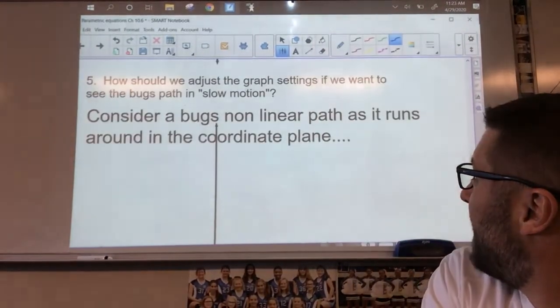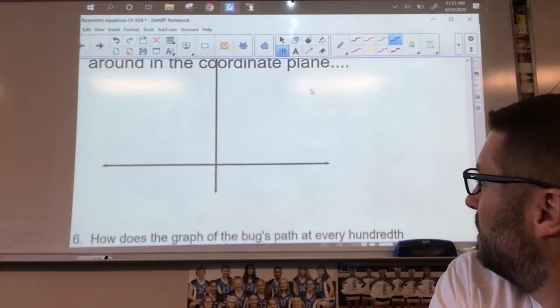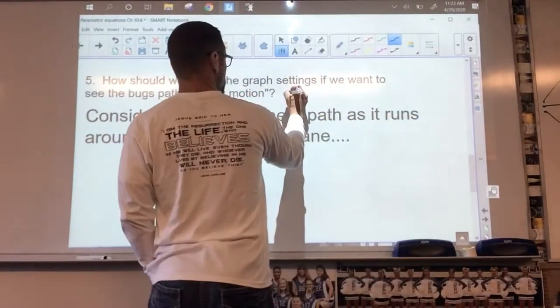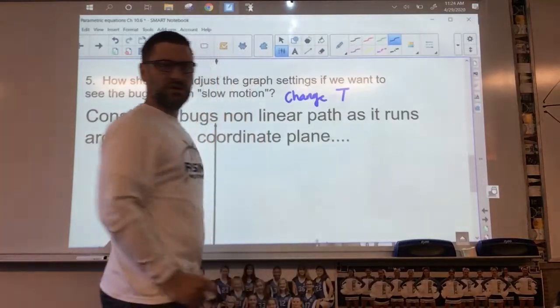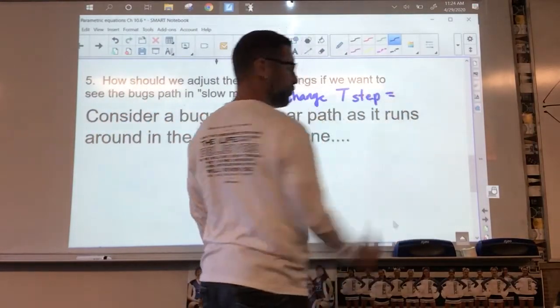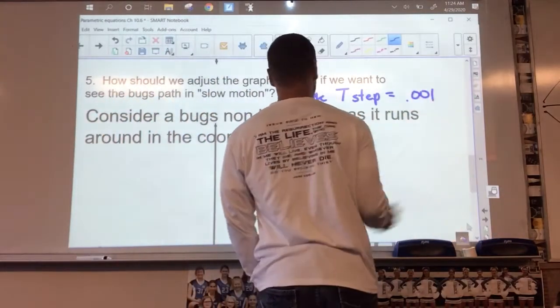How should we adjust the graph settings if we want to see the bug's path in slow motion? Okay, well, what we would do is change the time setting to a smaller t-step. In fact, if you wanted to see it in really slow motion, you could change the t-step to 0.001.